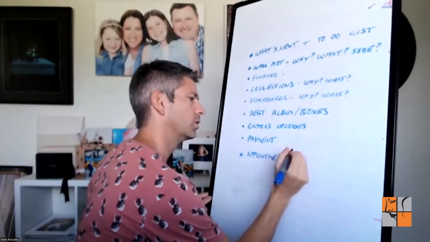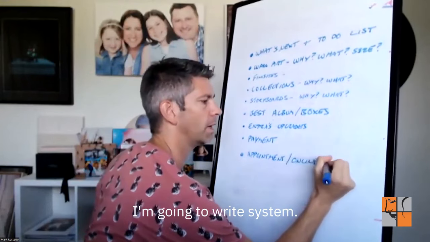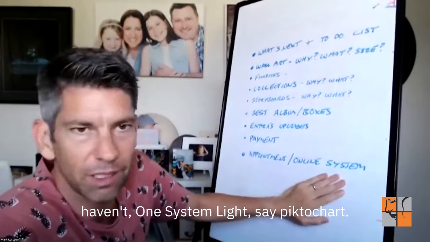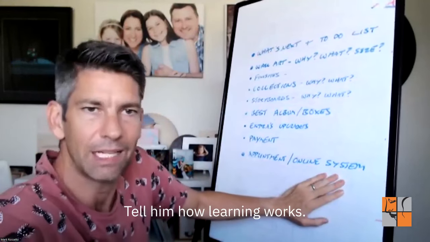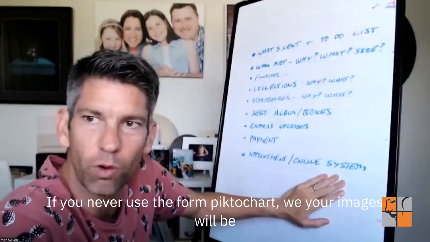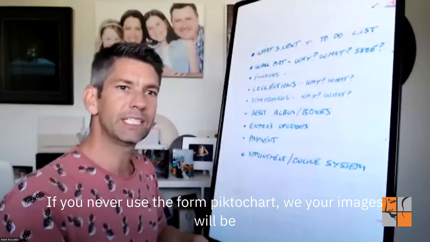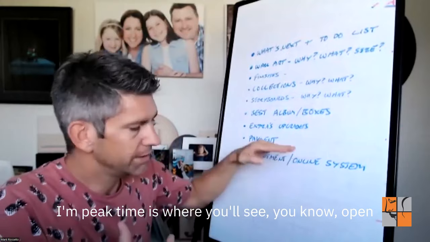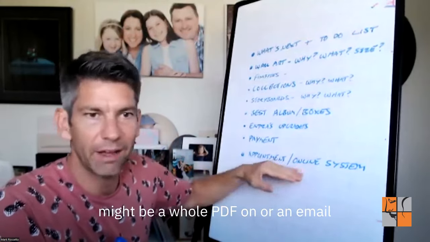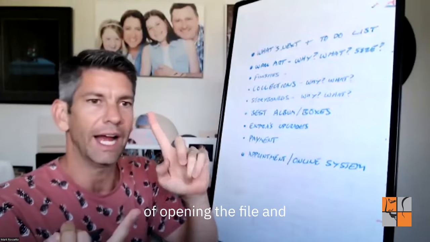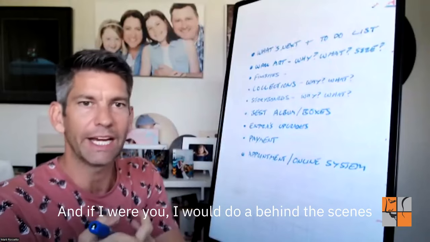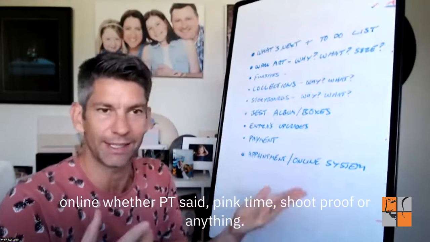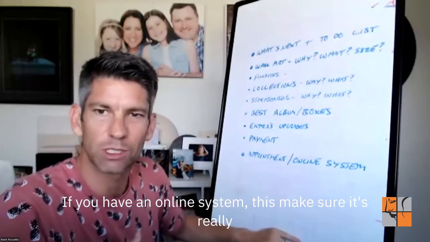Or online system. If you don't have an appointment and you have an online system like, say, Pick Time, tell them how it works. It's pretty confusing if you've never used it before. Pick Time is an amazing software where your images will be delivered. You'll open up the file, and this might be a PDF or an email, and then you'll have a password, you'll see your slideshow. And if I were you, I would do a behind the scenes video of how to order stuff online, whether using PixieSet, Pick Time, Shootproof, or anything. If you have an online system, just make sure it's really clear.